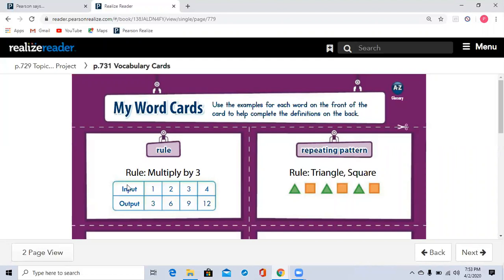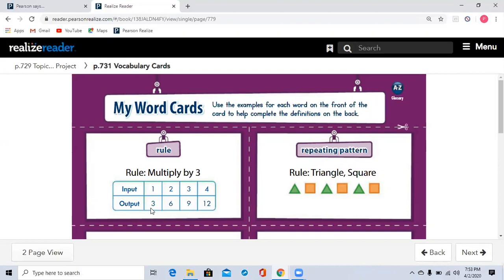Now the input is just mainly to tell us what we have, a pattern. So we've got 1, 2, 3, and 4. Because we're multiplying by 3, we can see that the output will be 3, 6, 9, and 12. It is just by multiplying by the number 3.